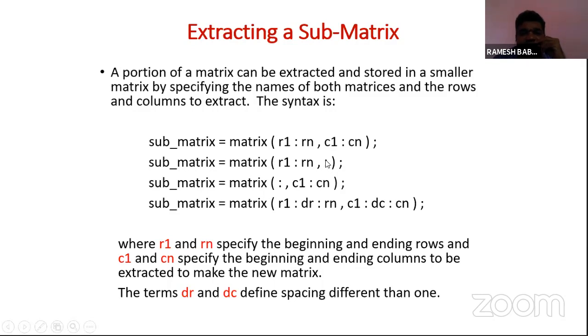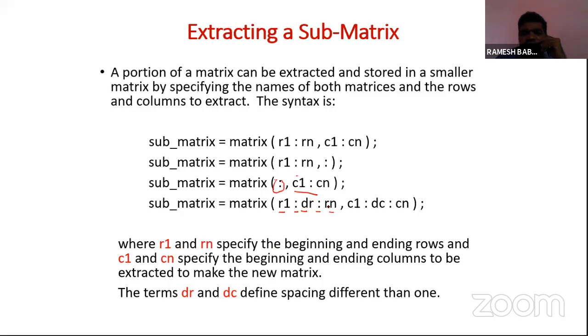Here the colon indicates that all the columns will be considered, and only the rows will vary. Here it will indicate that all the rows will be considered, and only the columns having some specific thing. And here you can see the colon again. This colon indicates this is the beginning and this is the ending.